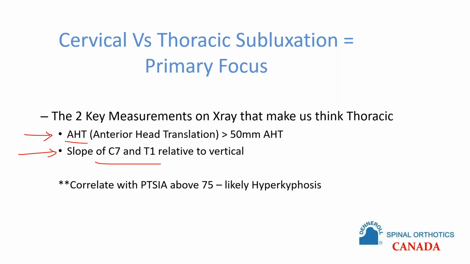So if I have a large anterior head translation, a high slope of C7 and T1 relative to vertical, and I have a pizza angle above 75 degrees, your spidey senses should be going off, and you should be assuming that this patient has hyperkyphosis, and you should be giving the patient a thoracic orthotic to lay on, because you will get better overall results with that patient.